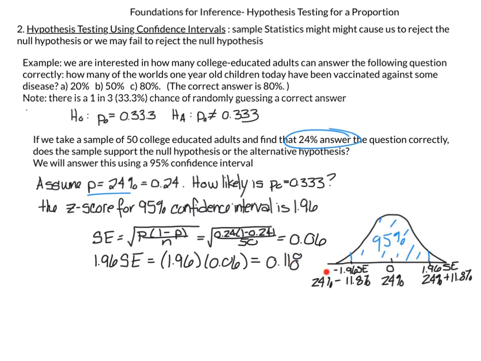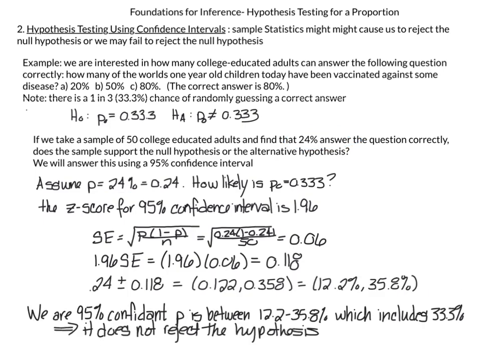And I'm going to draw this picture here. This is our normal curve. Our z-score is 0, right, where p is equal to 0.24. And then we're looking at minus 1.96 standard errors over to the left and 1.96 standard errors to the right. That gives us 95% of our data. So minus 1.96 standard errors is equal to 0.118 or 11.8%. So that's 24% minus 11.8%. And over here, the 1.96 standard errors above the 0, that's 24% plus 11.8%. So in other words, we're going to expect 24% or 0.24 plus or minus our 0.118.